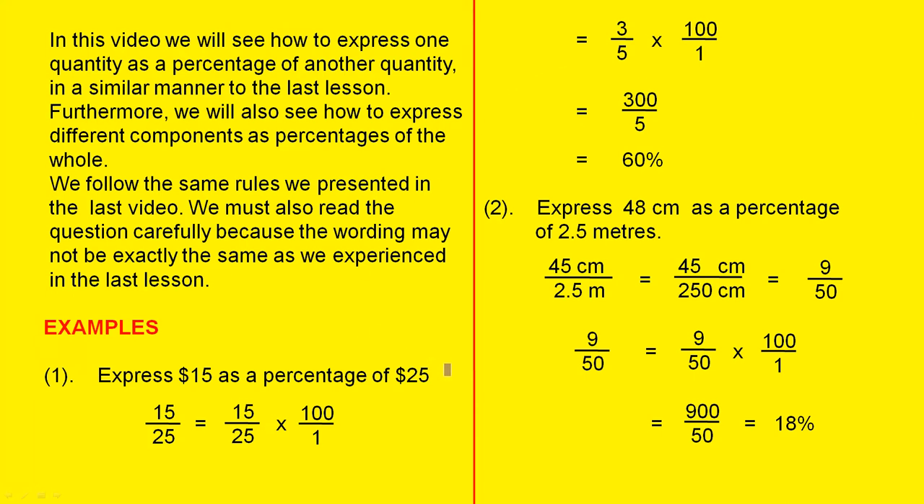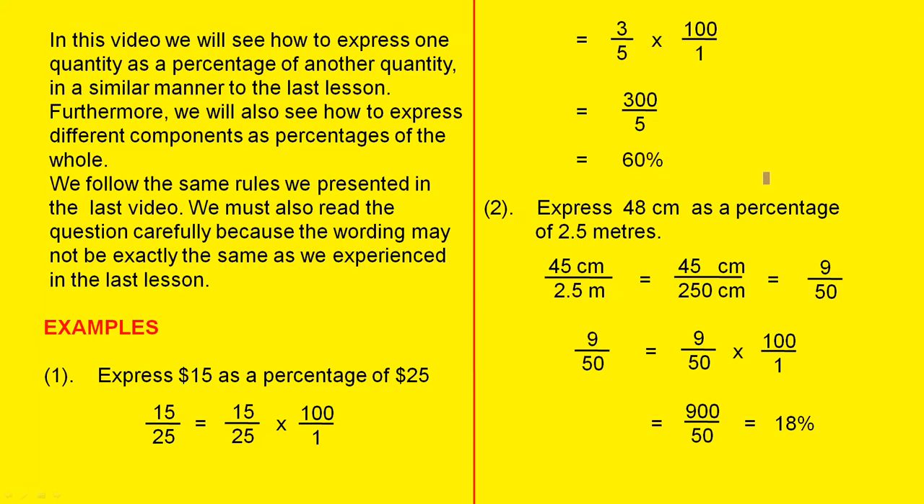Number 1. Express $15 as a percentage of $25. So 15 over 25 will be 15 over 25 times 100 over 1. Now 15 over 25 can be simplified to 3 over 5 because 5 into 15 goes 3, 5 into 25 goes 5. So we have 3 over 5 times 100 over 1. 3 times 100 is 300, 5 ones are 5, 300 divided by 5 gives us 60%.